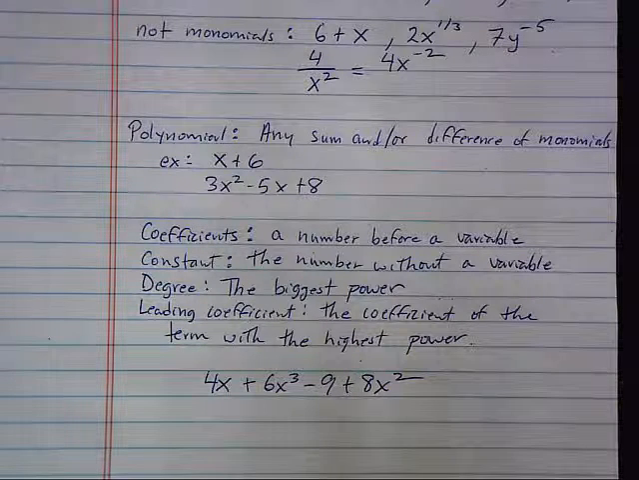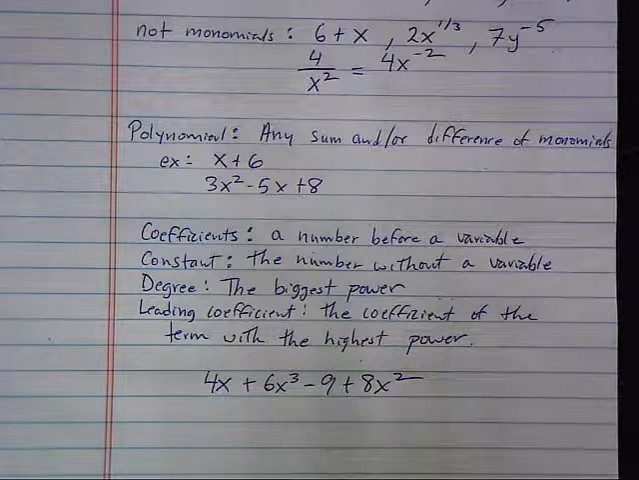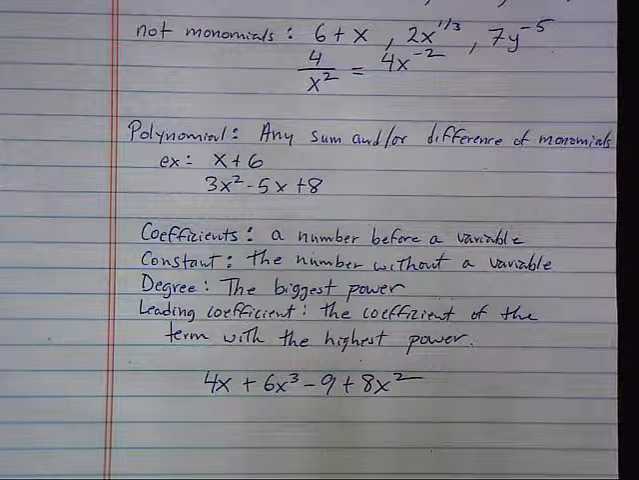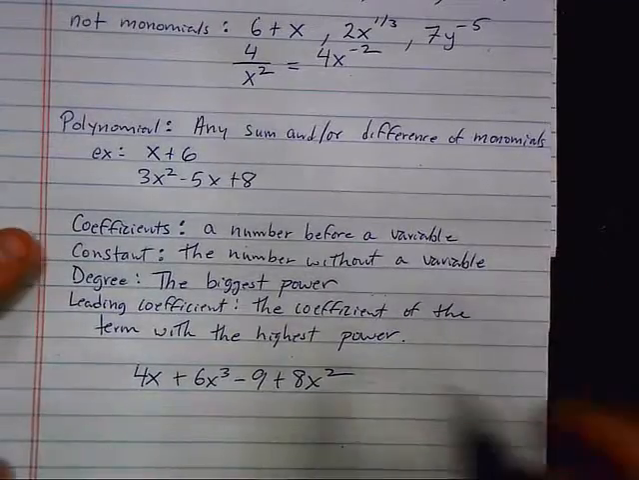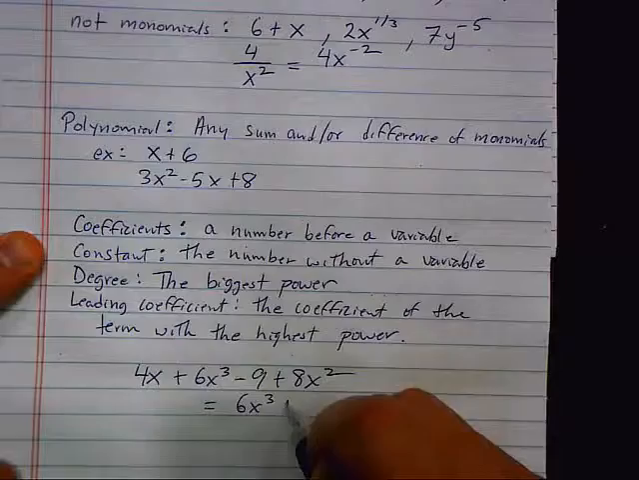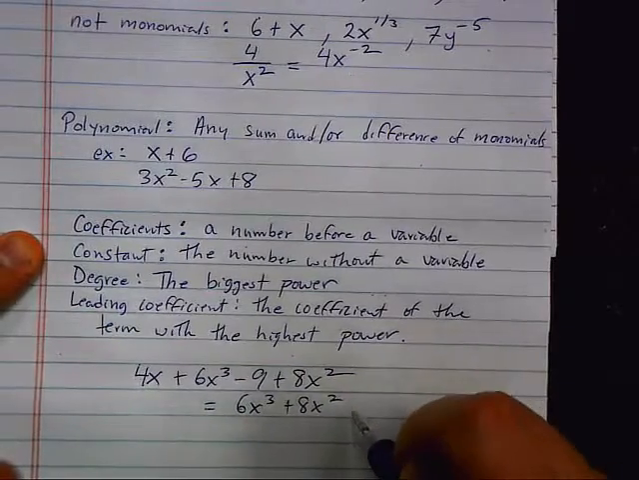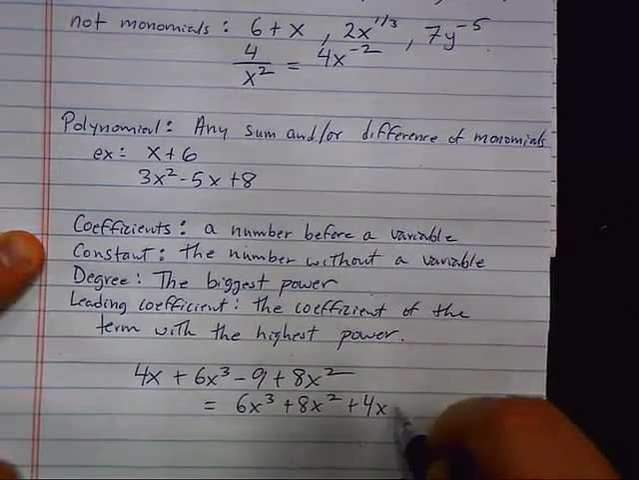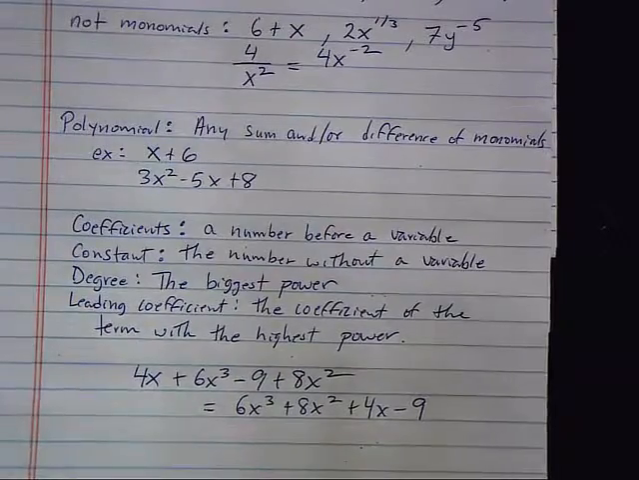What goes first? So the 6x cubed should come first. That's correct. And what should come next? 8x squared, and then the 4x, and finally the minus 9. So usually when we write polynomials, we write them in standard form. And standard form is you put the one with the biggest power first, and then you have the powers go down and they get smaller. So we really should rewrite that polynomial that way. That's the standard form for writing it.